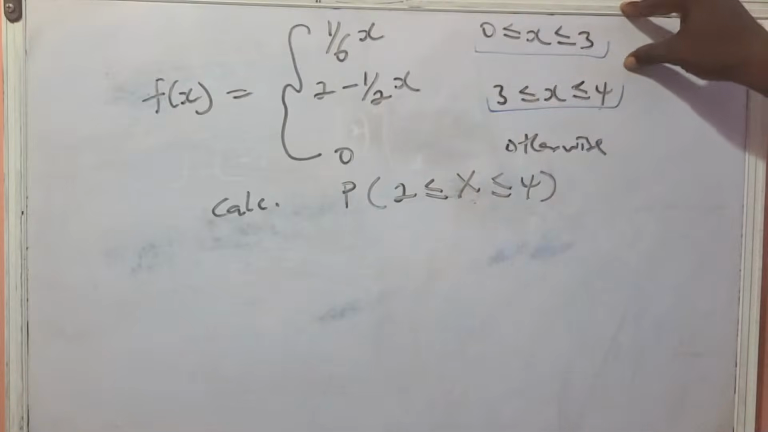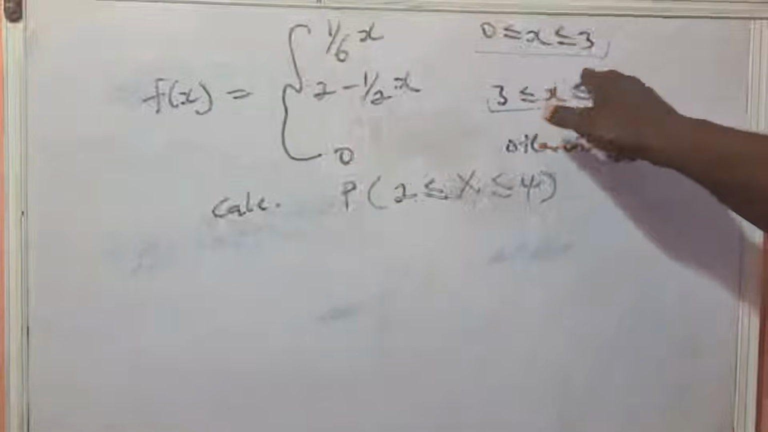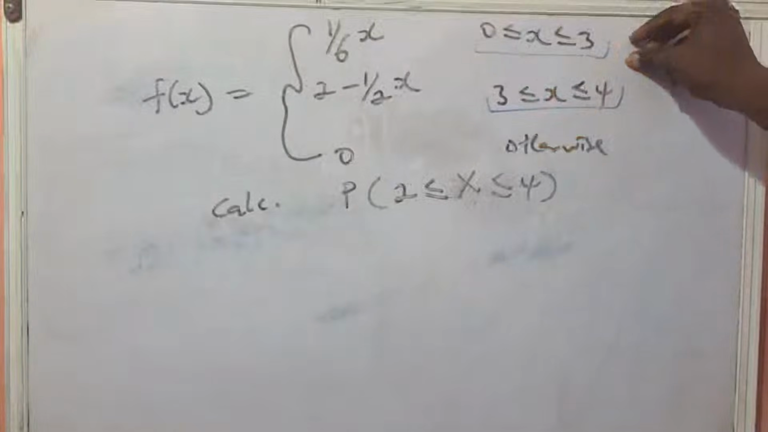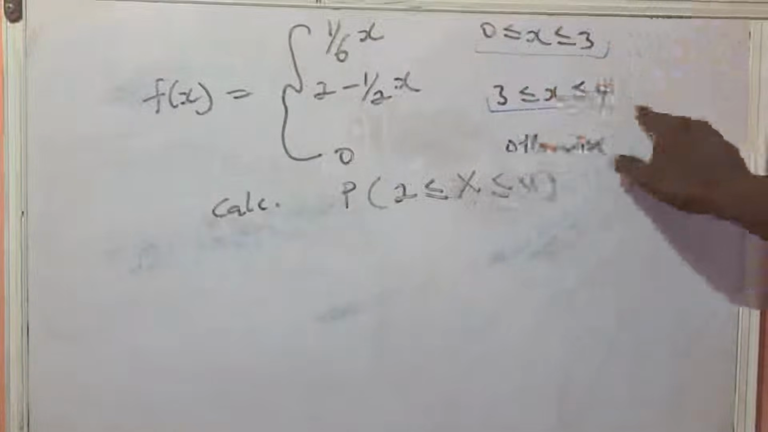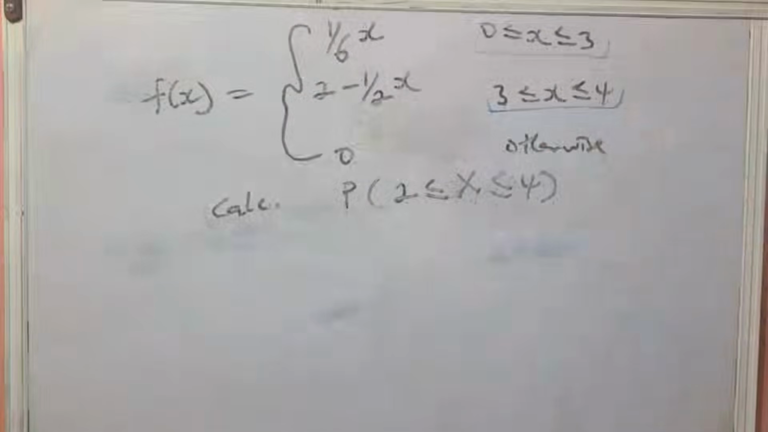Now, 2 and 3 is within this range, and 3 and 4 is within this. So how then do you solve this? And that's why I was not surprised that many of you could not give the correct answer. Now, this is all you have to do. You have to split it into parts.